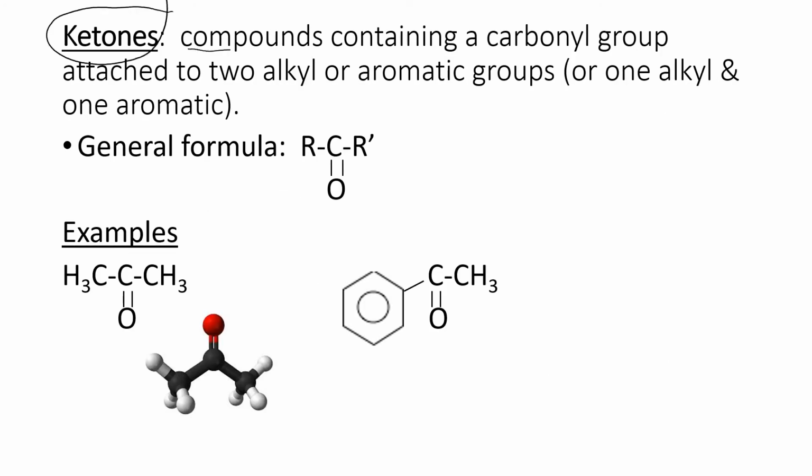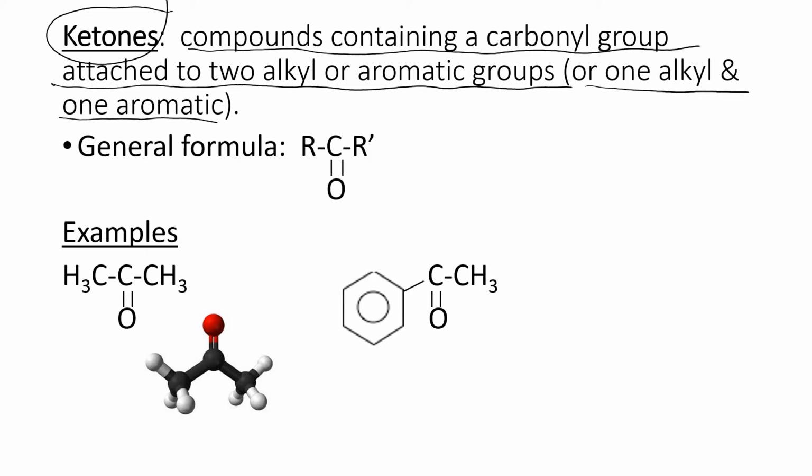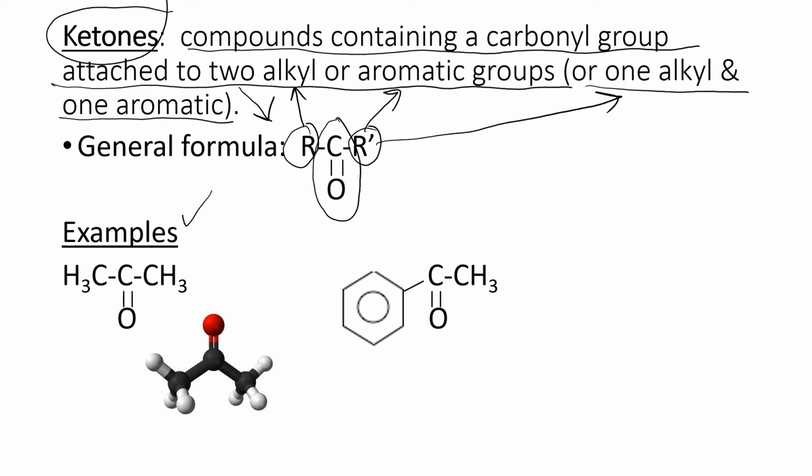Ketones are compounds containing a carbonyl group attached to 2 alkyl or 2 aromatic groups, or 1 alkyl and 1 aromatic, as shown with the general formula here. So here is our carbonyl, carbon double bond to oxygen. The R's on both sides of the carbon attached to the carbonyl could either be alkyl groups or aromatics, or a combination of the two, as shown in our examples below.